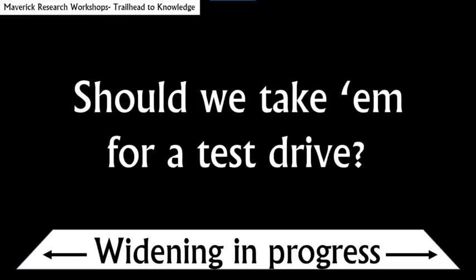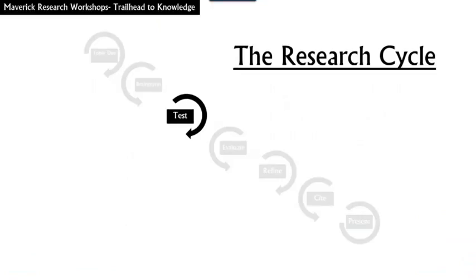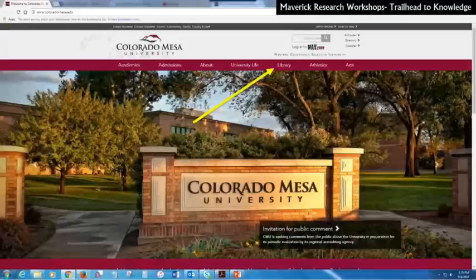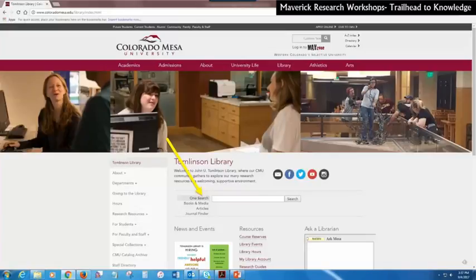So now we can take some of those keywords and play around with them. We can do some searches. So let's try that. We're going to be testing now. Again, come into the main Colorado Mesa site, click up on the library tab, which brings you into the library, and you now have this one search. That's going to be a great place to start.